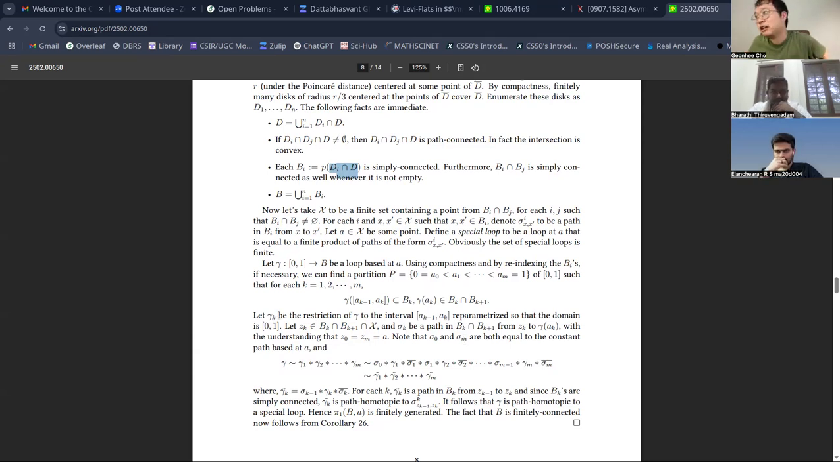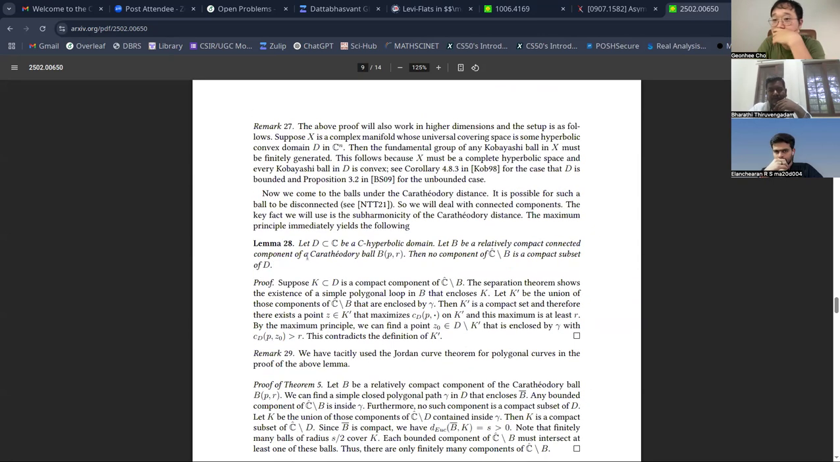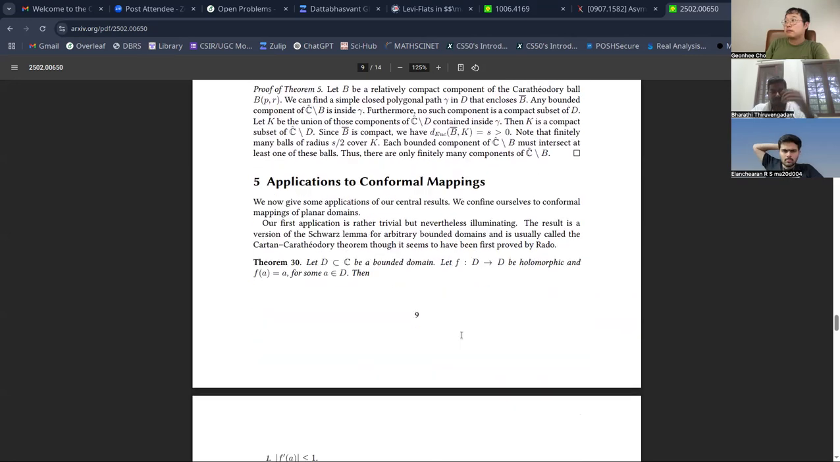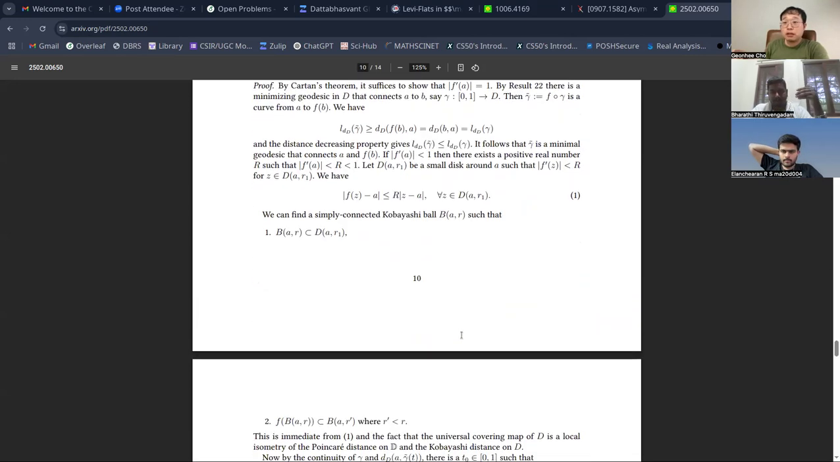But I want to think about this for a moment. We have proved analogous results for the Carathéodory balls also. In general, Carathéodory balls need not be connected, so they do not behave like Kobayashi balls. We have discussed the components of the Kobayashi balls, and we have a list of applications.